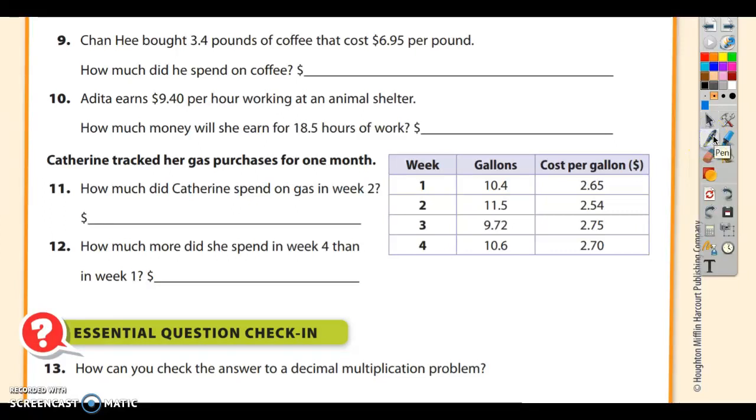Alright, this is page 122. This is the second video. This is the bottom of the page. We're going to start on number 9 here, and we're going to complete page 122 on this video.